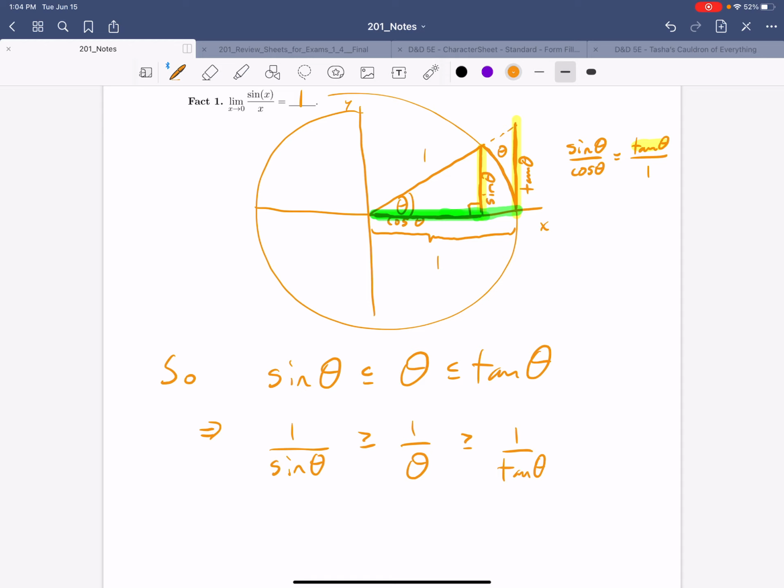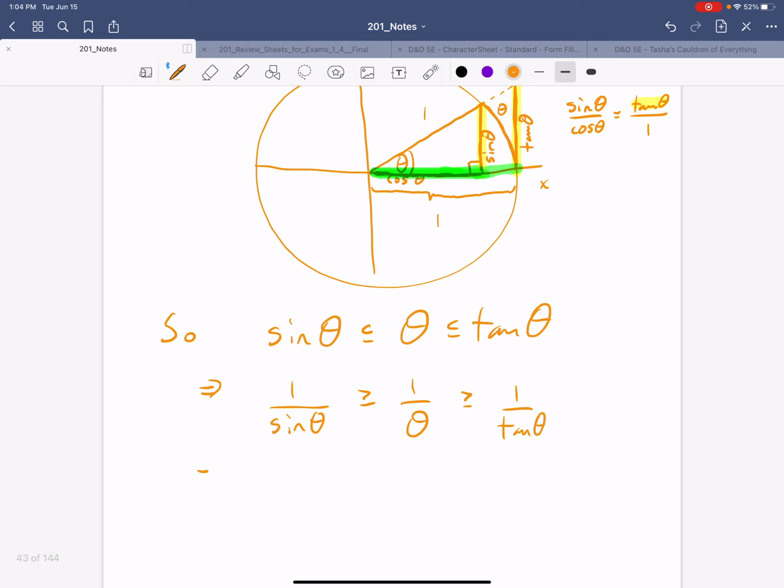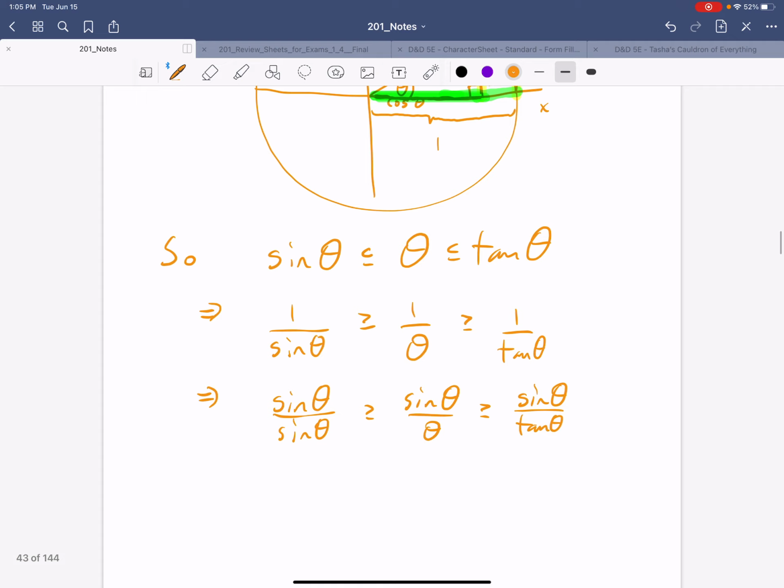So we have that. Now, we're not really interested in 1 over theta. We're interested in sine of theta over theta. So we're going to multiply all 3 sides by sine of theta. We get sine of theta over sine of theta greater than or equal to sine of theta over theta greater than or equal to sine of theta over tangent of theta. Remember, sine of theta over sine of theta is just 1. Sine of theta over theta is exactly what we're looking for.